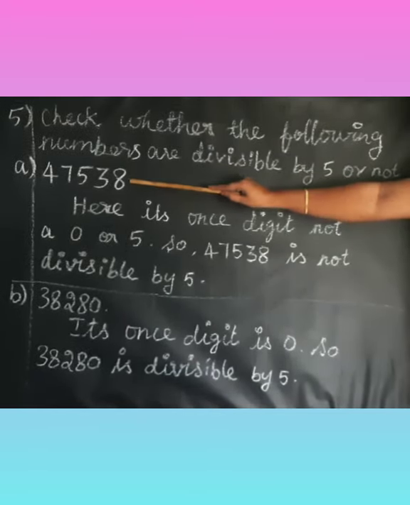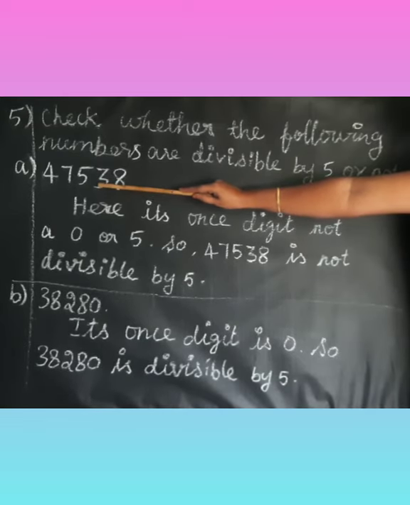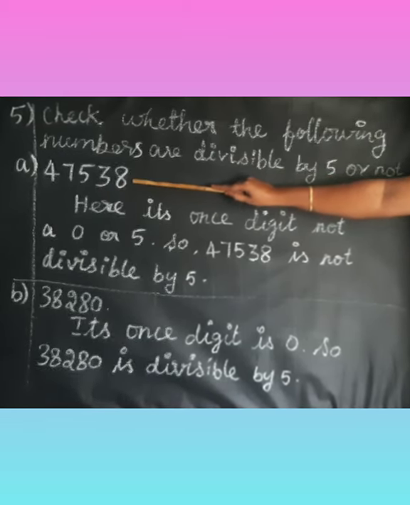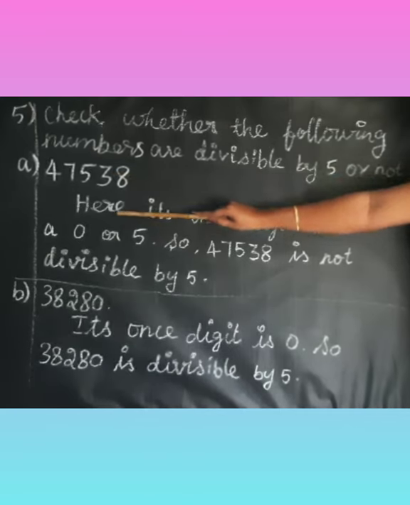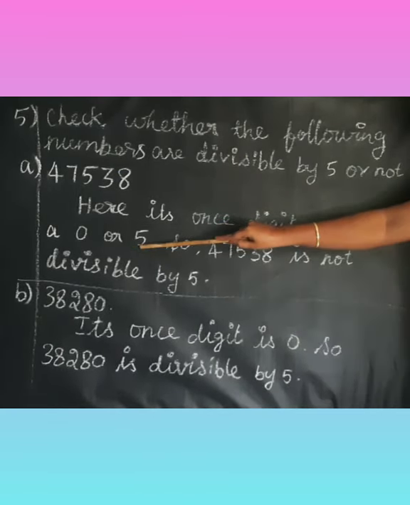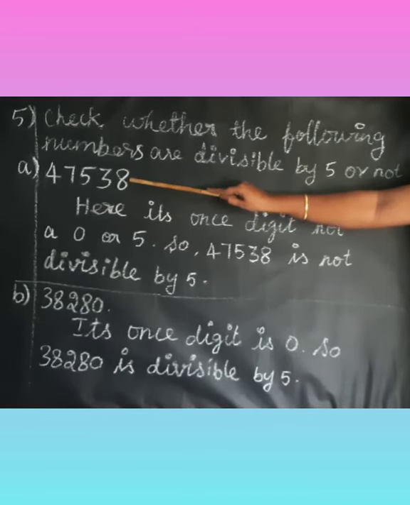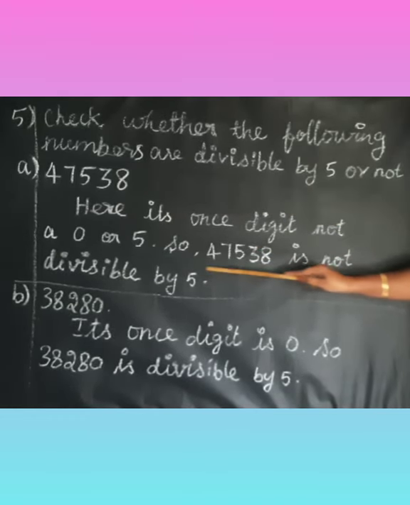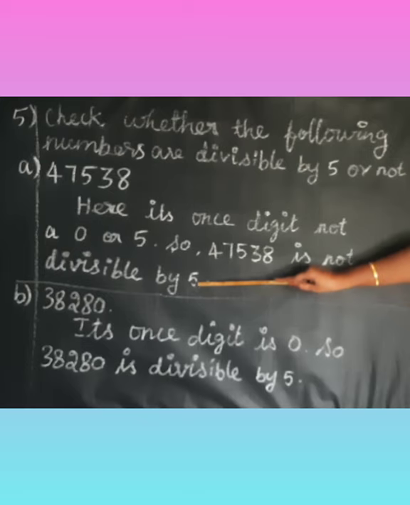Now let's go for the first question. 47,538. See this ones digit. Here the ones digit is not 0 or 5. So here it is 8, which is not 0 or 5. So this whole number will not be divisible by 5.